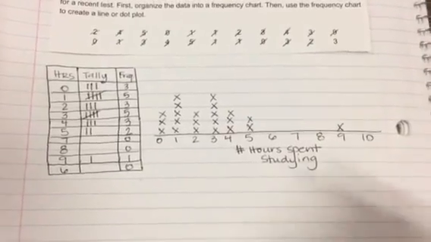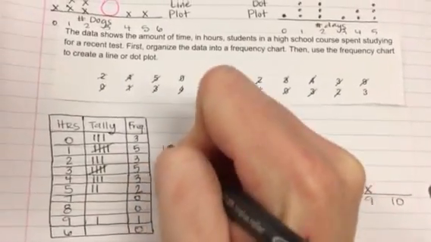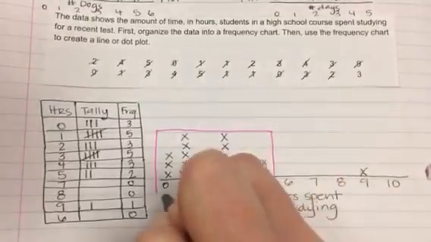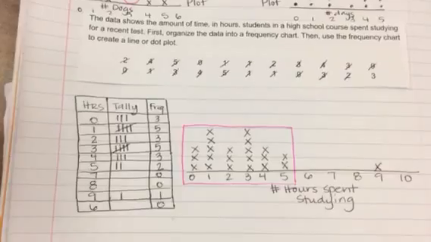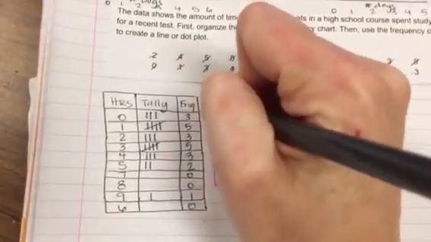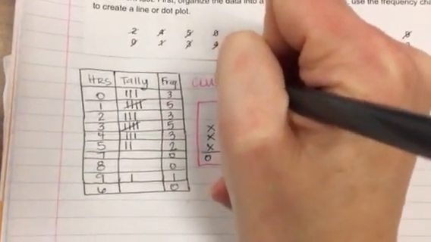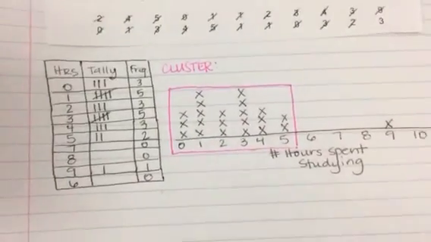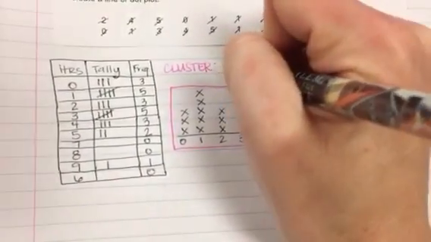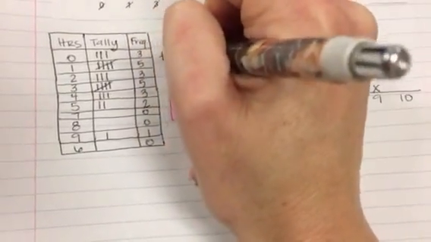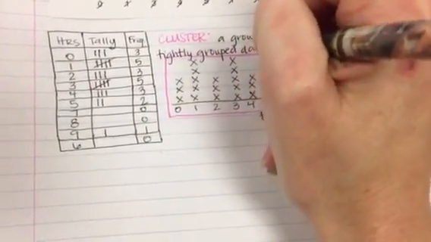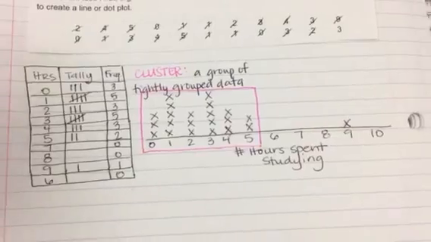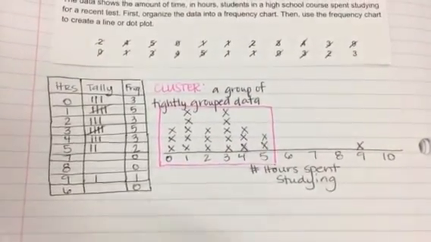The first thing that I want you to notice is that right here on this side of our graph, we have all of these X's or dots, if you made a dot plot, that are seen to be grouped together. This is called a cluster of data. So a cluster of data is a group of tightly grouped data. So what you notice inside that pink box is that we have a lot of X's on this particular side of our graph.